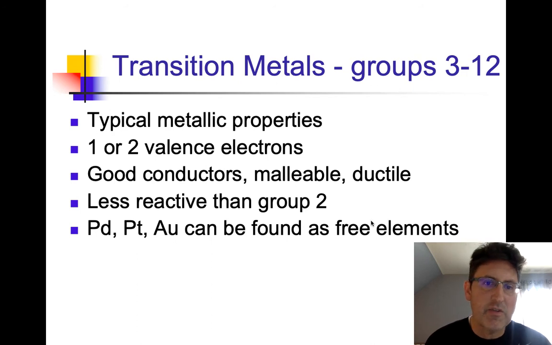And some of those, iron and copper, silver, these are all transition metals. Okay, they're less reactive than alkali metals. They're still reactive. A lot of those do react or oxidize. They have 1 or 2 valence electrons. And one interesting thing, palladium, platinum, and gold, as you know, you can find those as free elements. So you can go and pan for gold and find some gold and become very rich, I guess you could say.